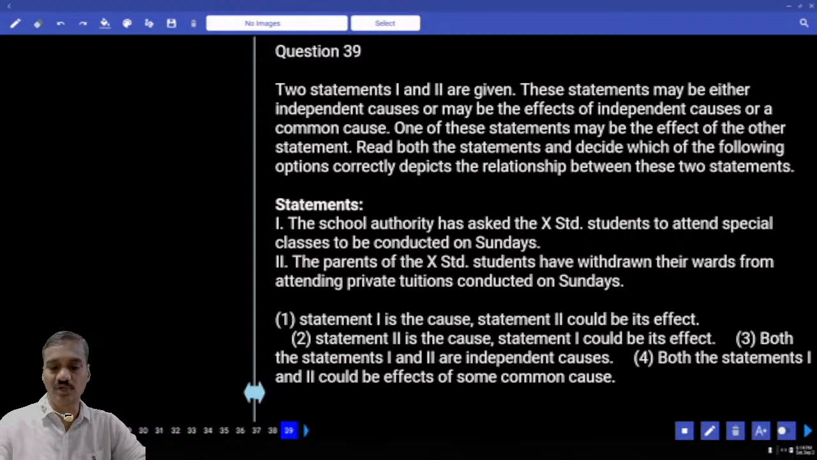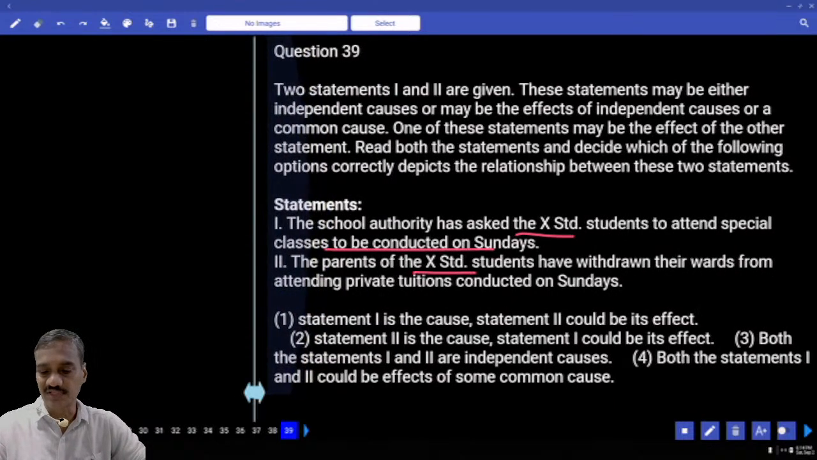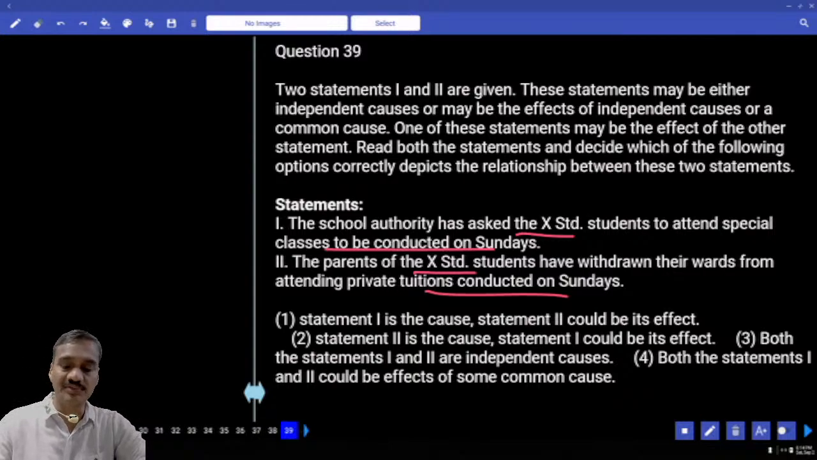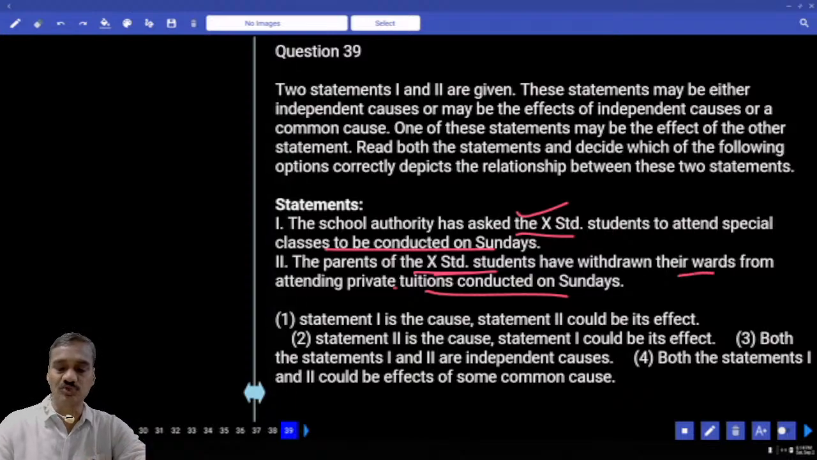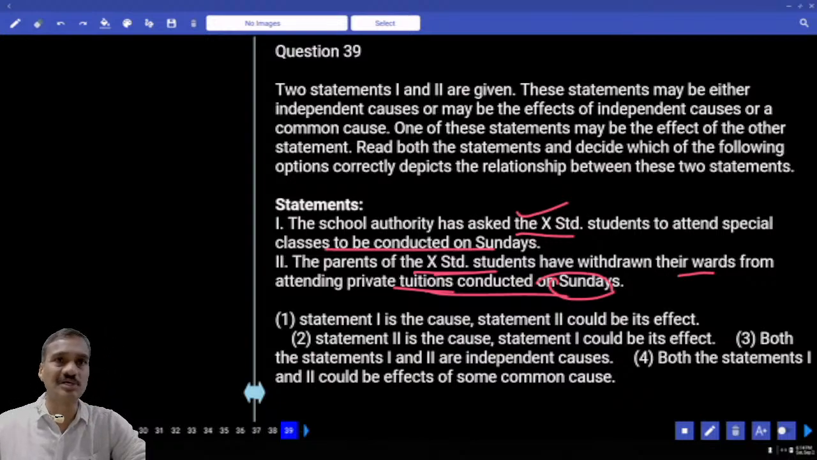Now in this one, the school authority has asked the 10th class students to attend special classes to be conducted on Sundays. The parents of the 10th class students have withdrawn their words from attending private tuitions conducted on Sundays. As the school authorities are conducting the special classes, the parents of the 10th class students withdraw their students from the private tuitions on Sundays.